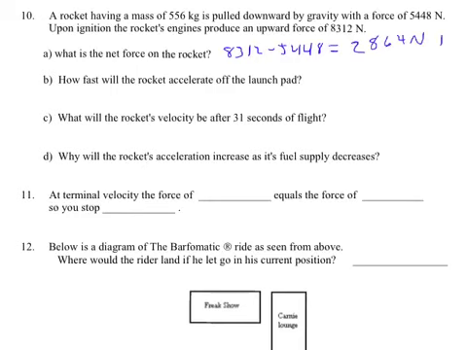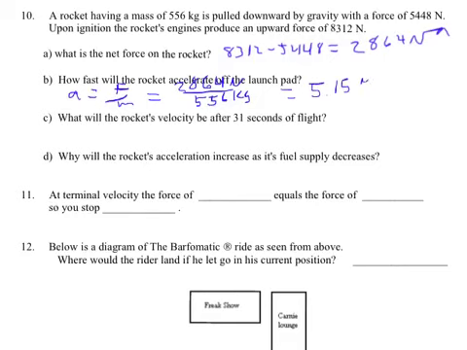2,864 newtons in an upwards direction. Now I want to know how fast the rocket will accelerate. Well, I know the force acting on it, so to find how fast it accelerates, I'm going to use Newton's second law. The acceleration equals the amount of force divided by the mass. The net force is what I have to use: 2,864 newtons divided by the mass of the rocket, which is 556 kilograms. And therefore the acceleration of the rocket is 5.15 meters per second.